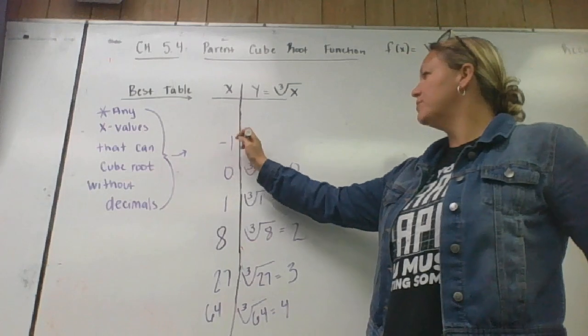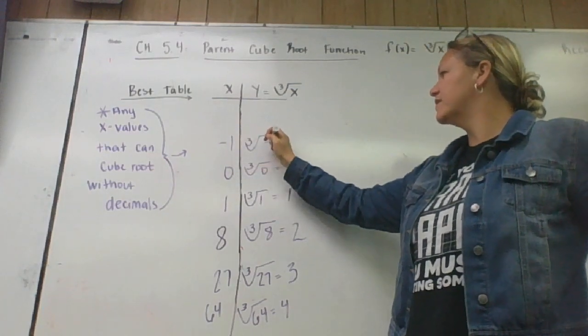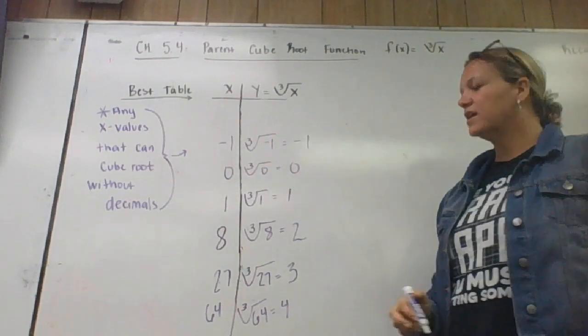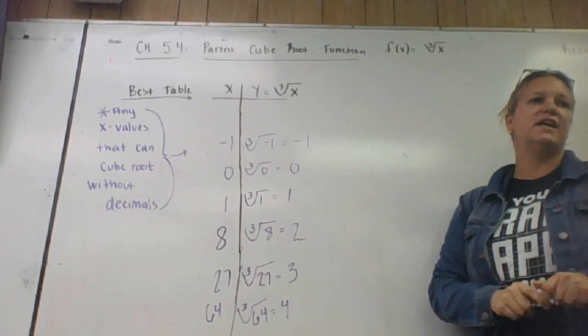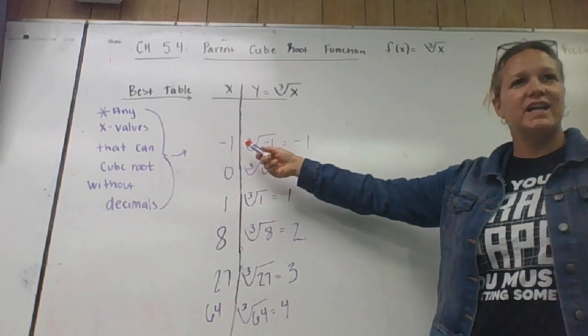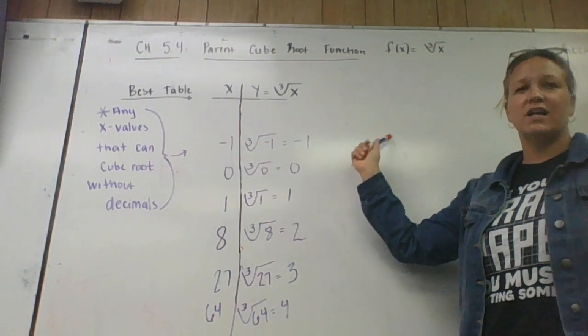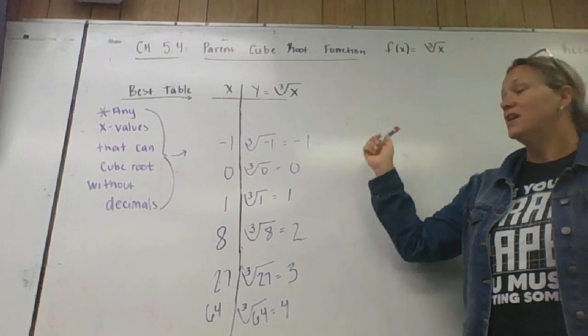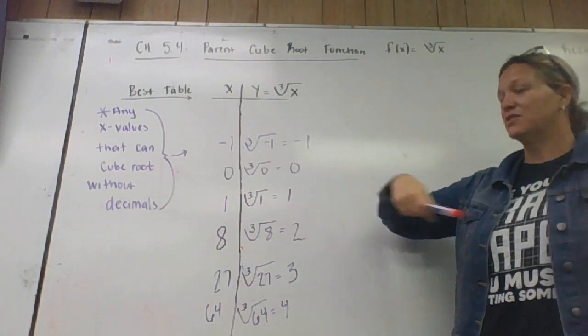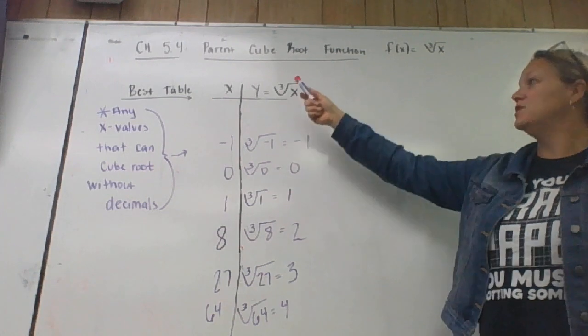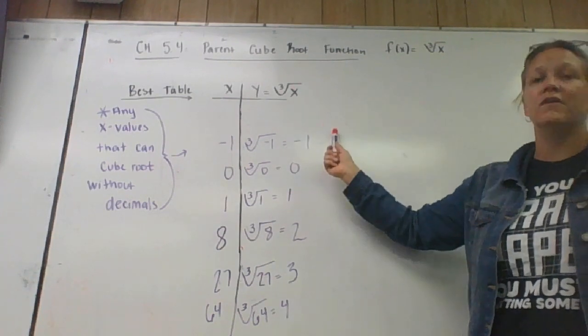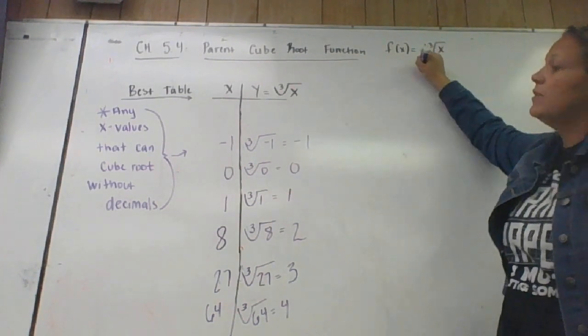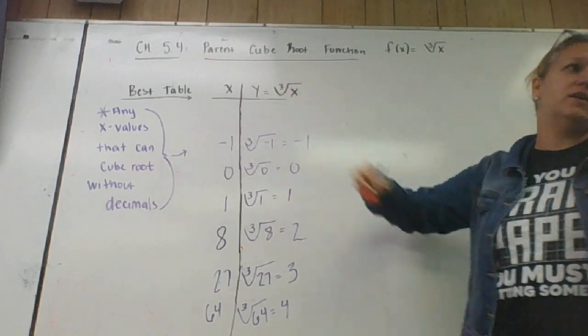-1. Can you cube root a negative? Yes, you can. So Friday I said don't put negatives. The square root of a negative is not a real number. I can't graph it. But today I say yes. Green light, go on negatives. You can cube root a negative. So for the cube root table, you include negatives.